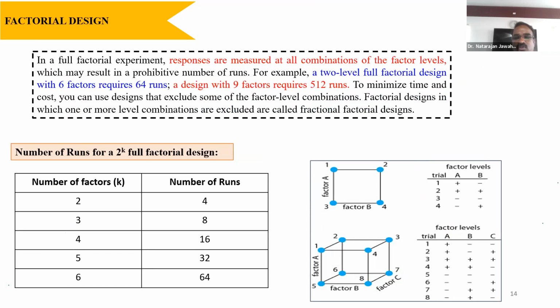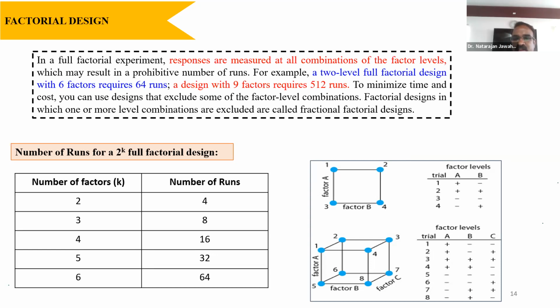For example, a 2-level factorial design with 6 factors requires how many runs? 2 to the power 6. So 2 into 2 into 2 into 2 into 2 into 2, 64 runs. A design with 9 factors requires 512 runs. But these many experiments we cannot perform. So in order to minimize the time and cost, you can use designs that exclude some of the factor level combinations. So in these 6 factors or 9 factors, some factor combinations, 3 factors or 5 factors, we can omit.